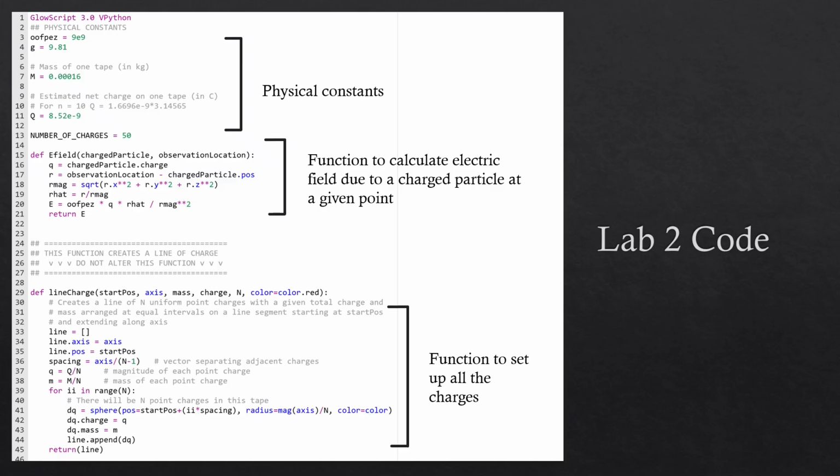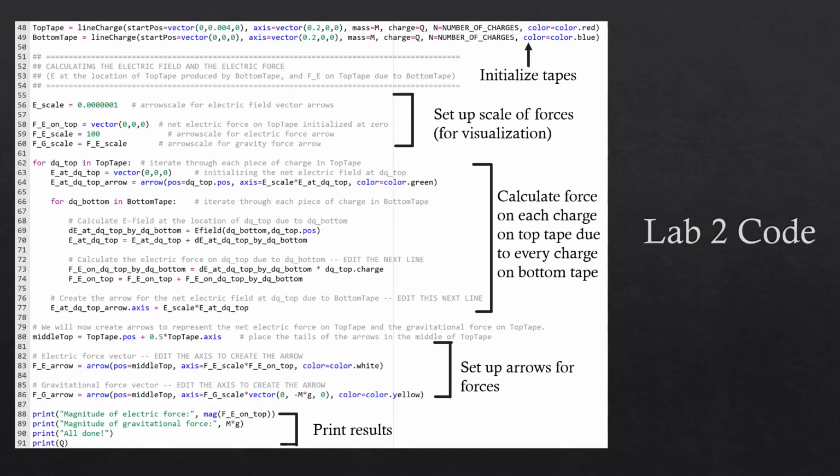The top section sets up the physical constants. This middle section is a function to calculate the electric field at a given point due to a charged particle. And then this bottom function sets up all the charges on a piece of tape. Then here, the top two lines actually initialize specifically the top tape and the bottom tape. This middle section sets up the scale factors to apply to the arrows for easier visualization.